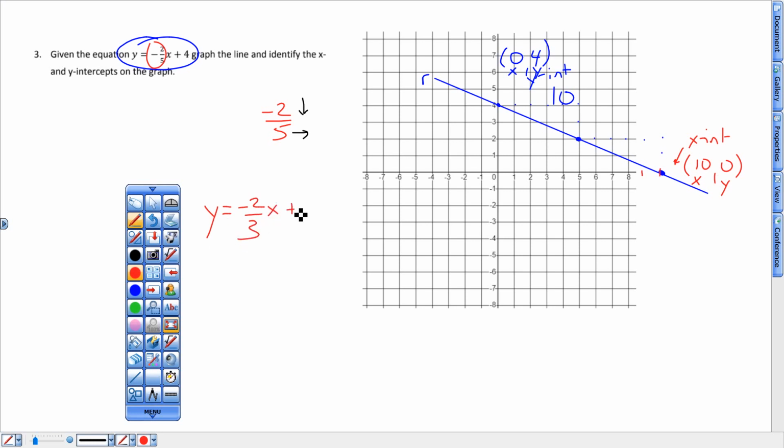All right, so try y equals negative 2/3 x plus 4. Try that one. All right, keep going.